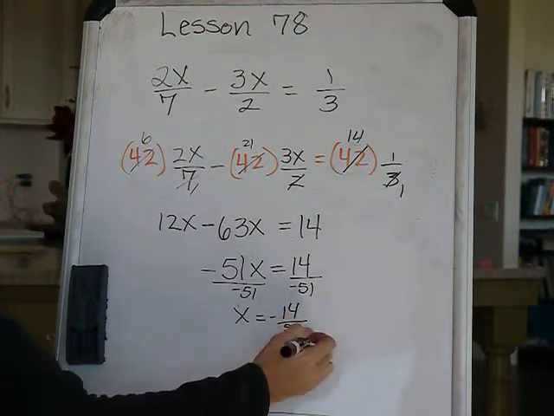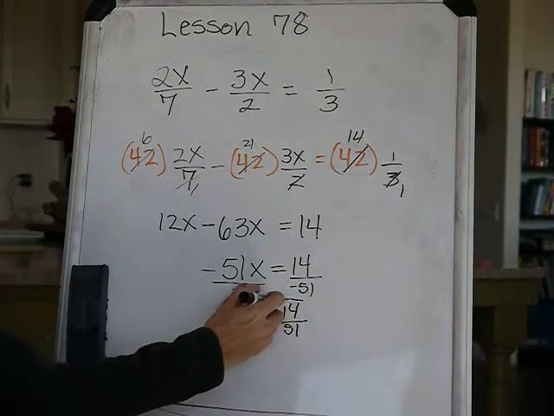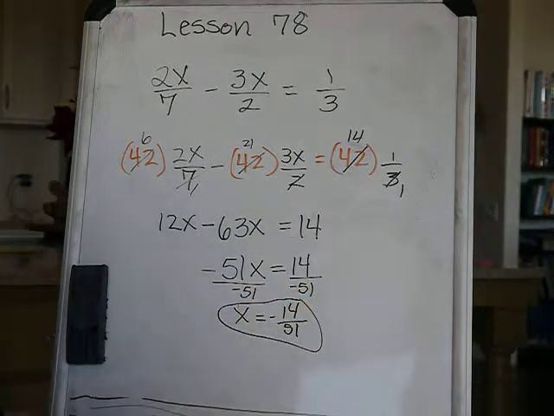Negative 14 over 51. Is that a problem? No. Yes. It's just ugly. Yeah. It's okay. Even ugly numbers should be allowed to play, right?